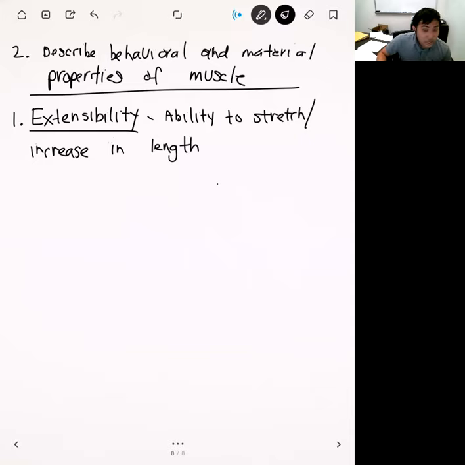All right, and so that's really important because your muscles are a lot more flexible than bones. Okay, and so the ability to be stretched or increase in length is a very core property that muscles have.